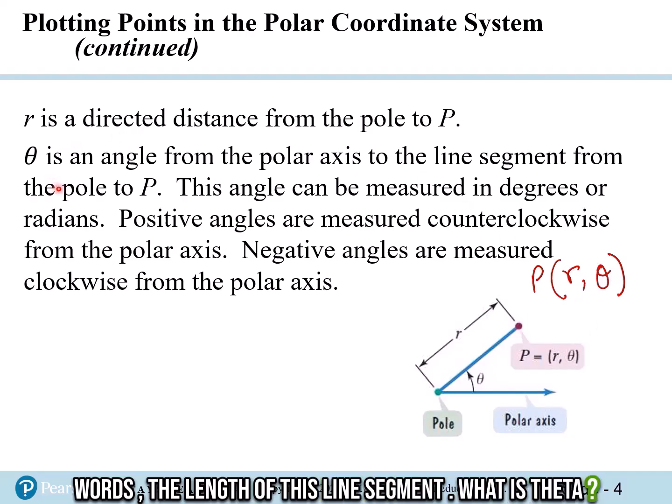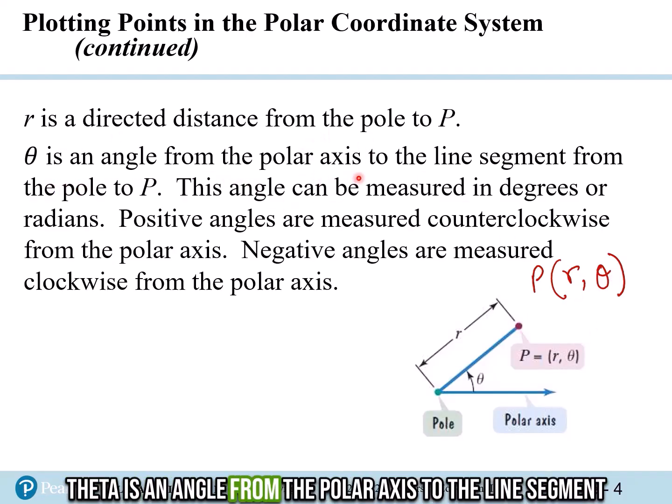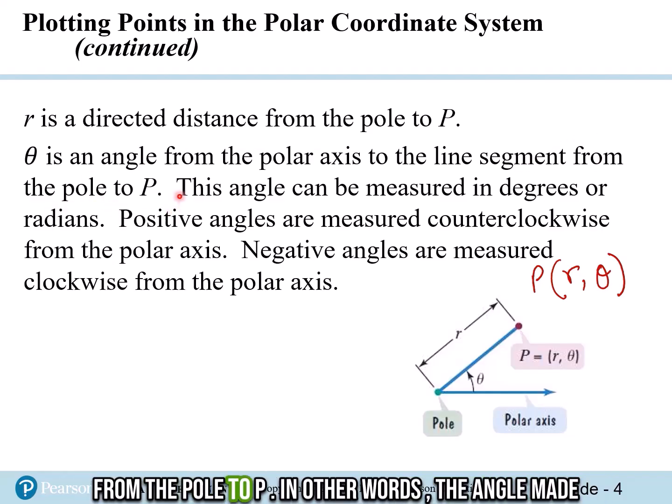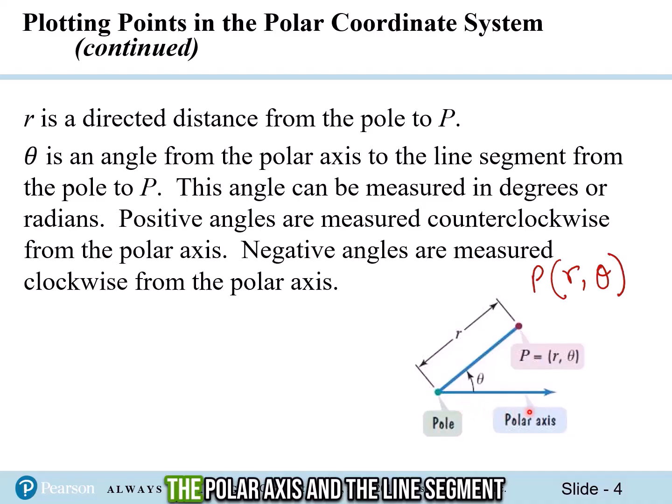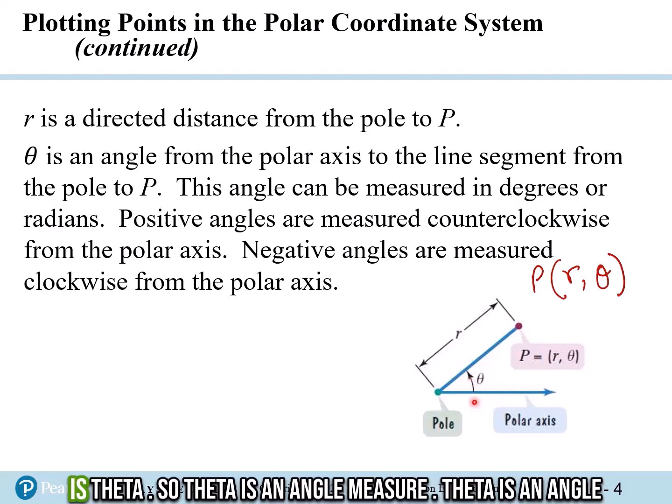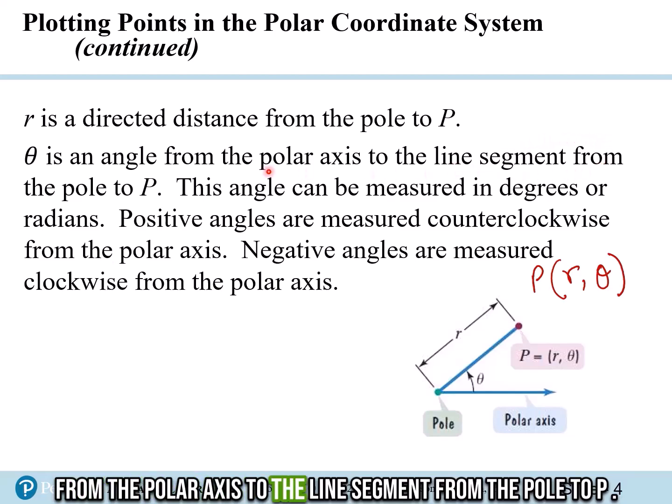What is theta? Theta is an angle from the polar axis to the line segment from the pole to P. In other words, the angle made between the polar axis and the line segment connecting the pole and the point is theta. So theta is an angle measure. Theta is an angle from the polar axis to the line segment from the pole to P.